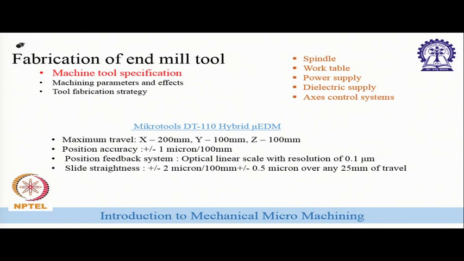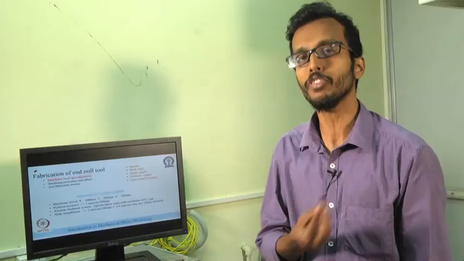Position feedback system. Why we must need a position feedback system, as explained in the previous classes: we must need a position feedback system while we are dealing with very small dimensions, because 1 micron, or 10 micron, is a very big dimension in case of a micro machining system. The slide straightness is plus or minus 2 micron per 100 mm, or plus or minus 0.5 micron over any 25 mm of travel.